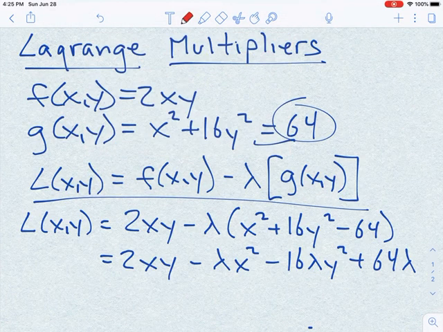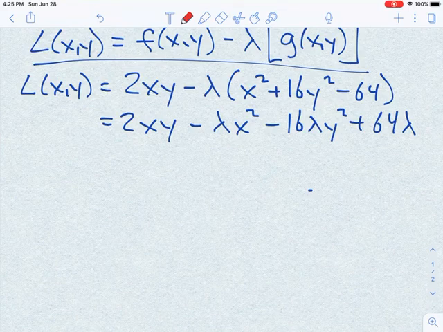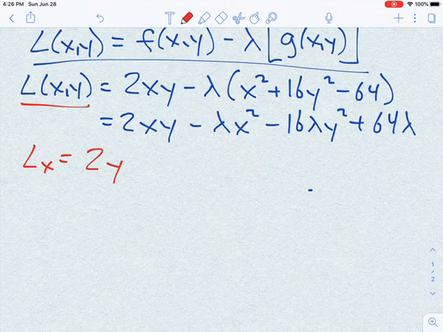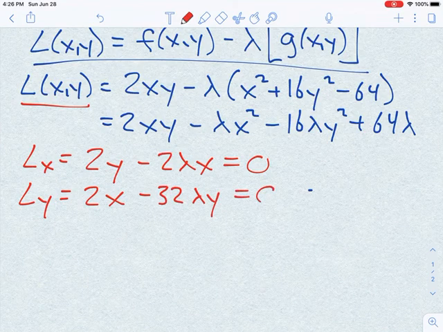The second step is to find the partial derivatives of L, of the Lagrange function. So we want to find L sub x, the partial derivative of the Lagrange function with respect to x. That's going to be 2y minus 2 lambda x, and we set that equal to 0. L sub y, the partial derivative with respect to y, is going to be 2x minus 32 lambda y, and we set that equal to 0.